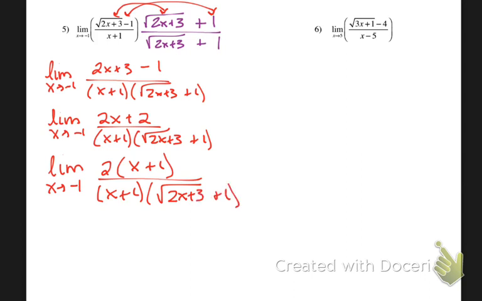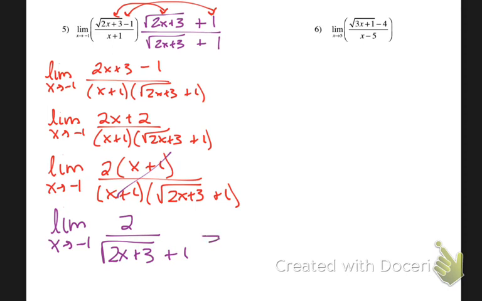All right, so those x plus 1s cancel. So what we are left with is 2 on the top and the square root of 2x plus 3, plus 1 on the bottom. So now you're going to do direct substitution again and plug in negative 1 for x, and we should get 2 over 2, which is going to simplify to 1.